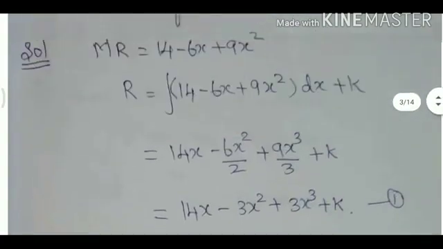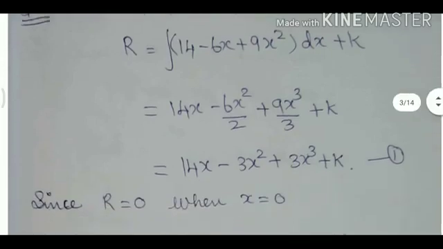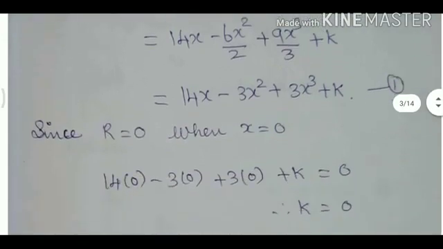Now here it is given that MR equals 14 minus 6x plus 9x square. Therefore we integrate MR in order to get R. So R equals integration of 14 minus 6x plus 9x square dx plus k. If you integrate 14, you get 14x. Integrating 6x gives 6x square by 2, and 9x square gives 9x cube by 3, plus k. After cancelling, we get the equation R equals 14x minus 3x square plus 3x cube plus k.